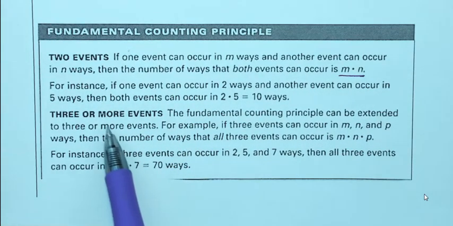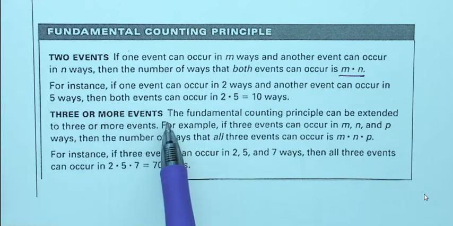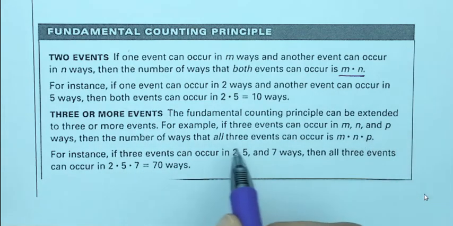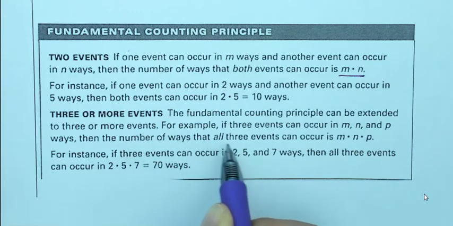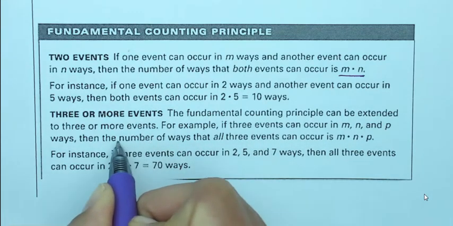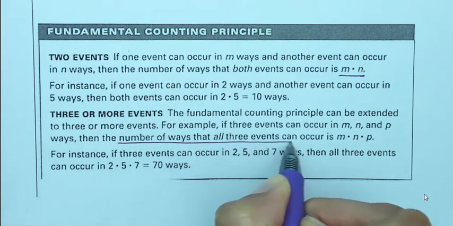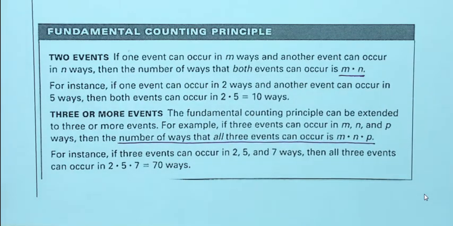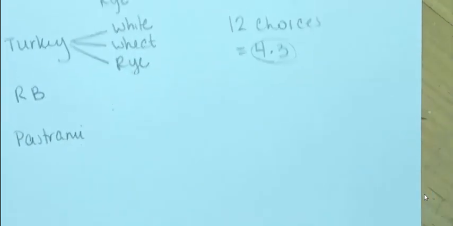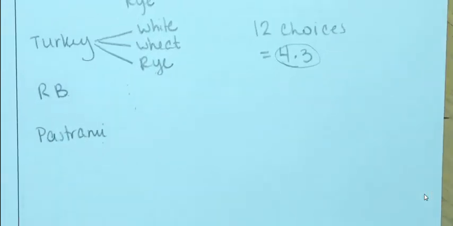But that will remain true also for 3 or more events. So the same thing, if you have 3 events happening, the ways that all 3 events can occur, let's just multiply those 3 events together. Okay, so that's pretty simple, pretty straightforward. Okay, so let's move on to the next page.